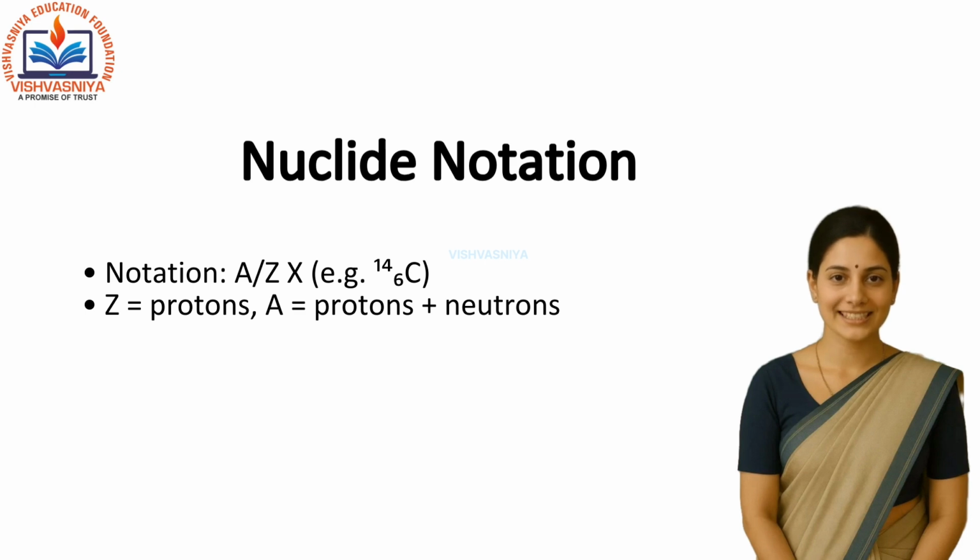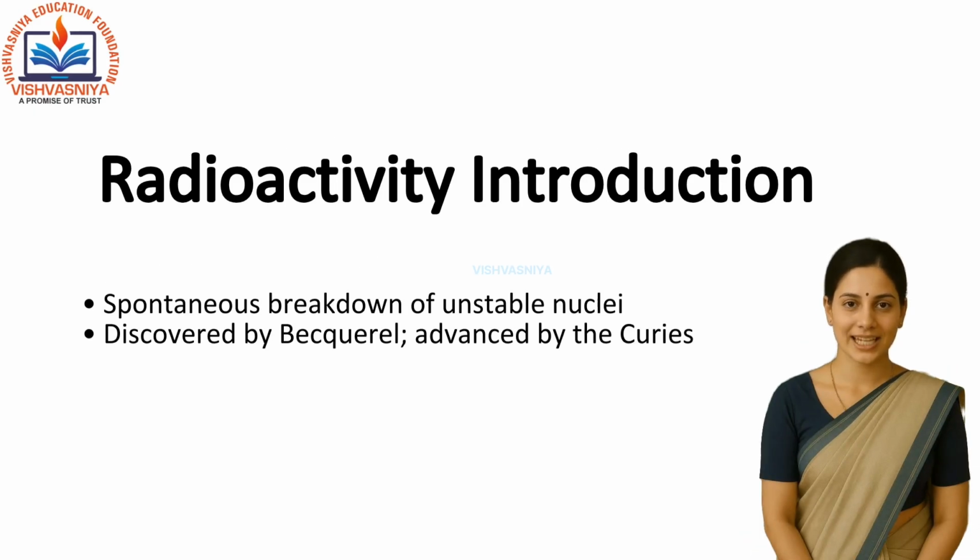You've probably seen symbols like carbon-14. This tells us atomic number Z is equal to 6 protons, mass number A is equal to 14, so it has 8 neutrons. This shorthand helps chemists understand atoms at a glance. Here comes the thrilling part. Radioactivity is when an unstable nucleus spontaneously breaks down, releasing energy and particles.